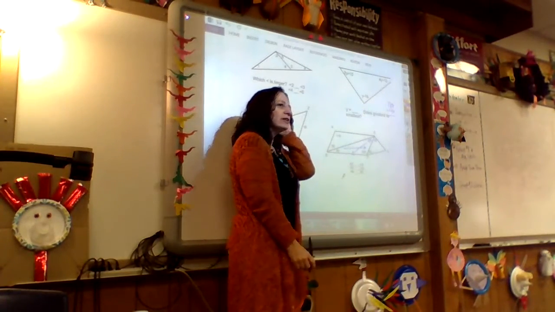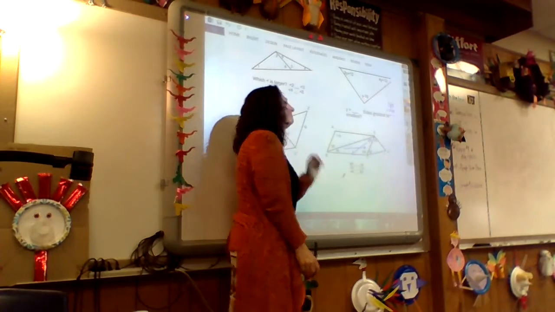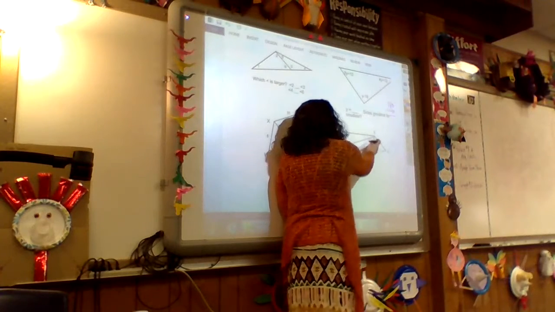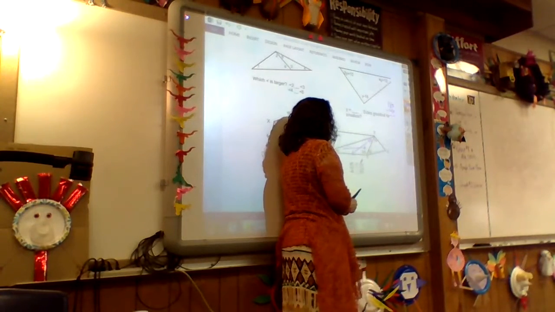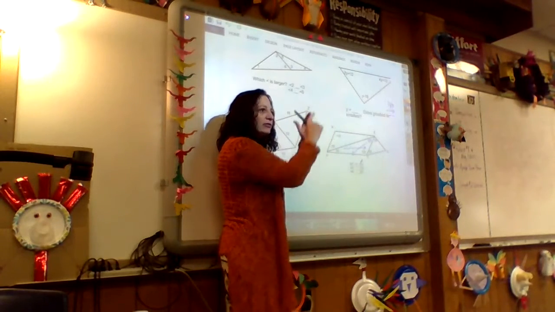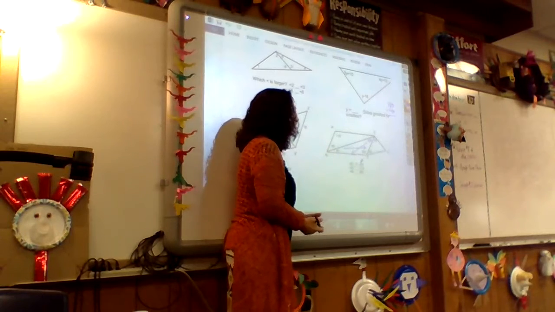They're both across from 40. What does that mean in the same triangle? They are equal. If they are across from the same degree angle, they are equal in length. That's an isosceles. Remember, two equal angles create two equal sides. Even though the looks are not there, you follow the numbers.